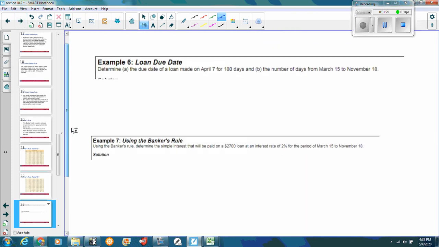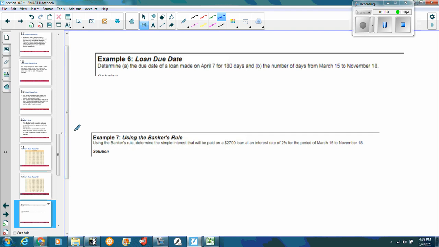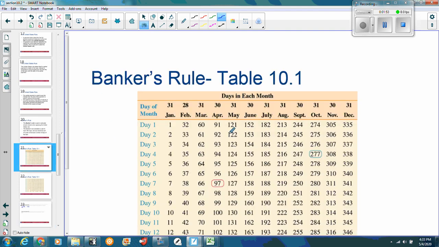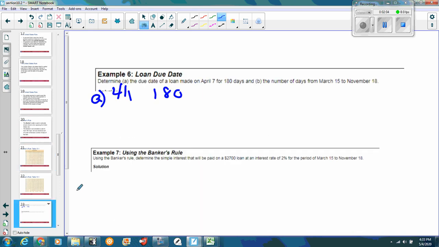Okay, so the first one is how to figure out the loan due date. If I take out a loan on April 7th for 180 days, that's part A. What would be the due date? So I come over here to 4/1, because that's April 1st, which is 91. Wait, it's April 7th, right? Sorry, I read my own handwriting wrong.